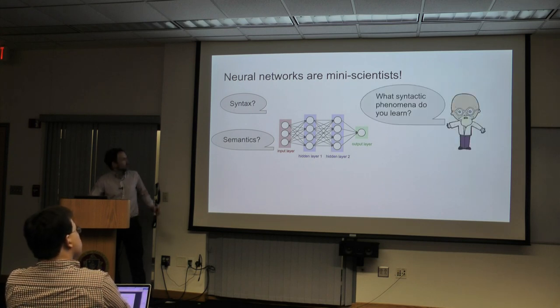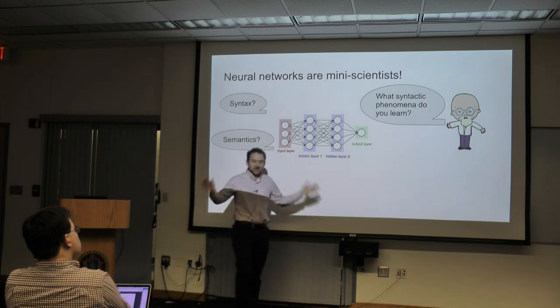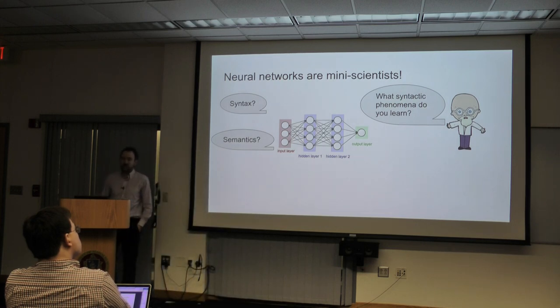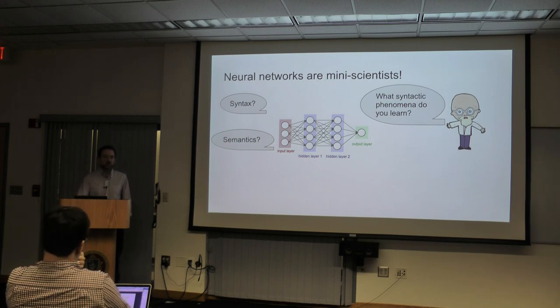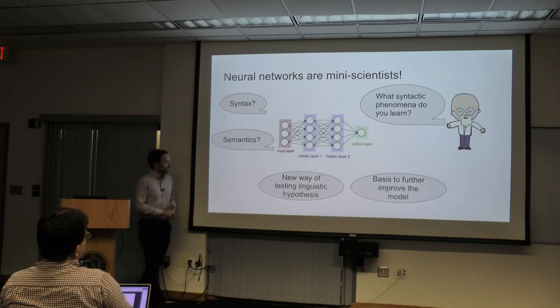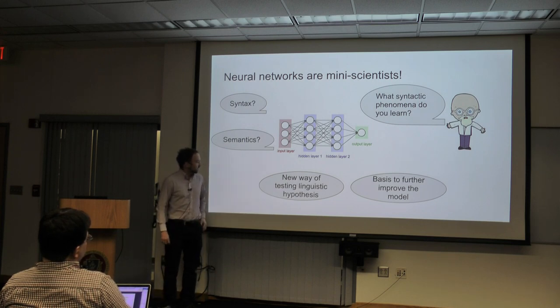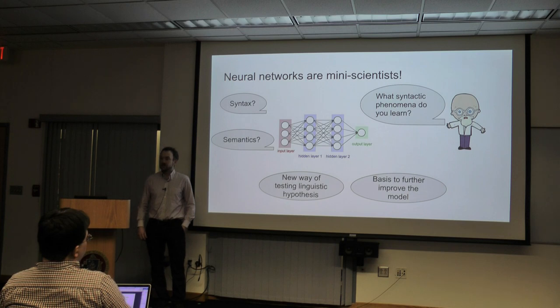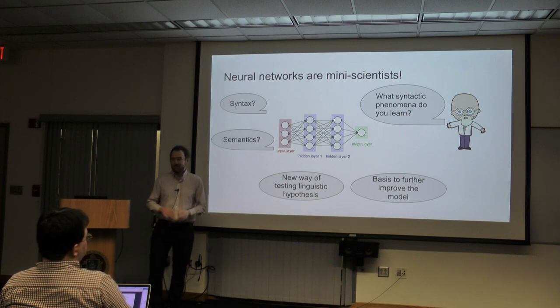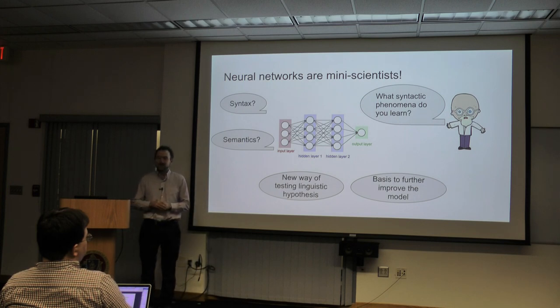But the problem is neural networks are mini scientists, but we're hopefully real scientists, and we would also like to know what these neural networks are discovering, and maybe whether this confirms what we already know about the problem or whether they're doing something entirely different. There are two reasons why we might want to do this. For example, if we're talking about language in particular, this would be a new way of testing our linguistic hypotheses. There's a whole field of linguistics, which is basically people trying to figure out how language works. And because people have been doing linguistics for a long time, we have a pretty good idea of this.